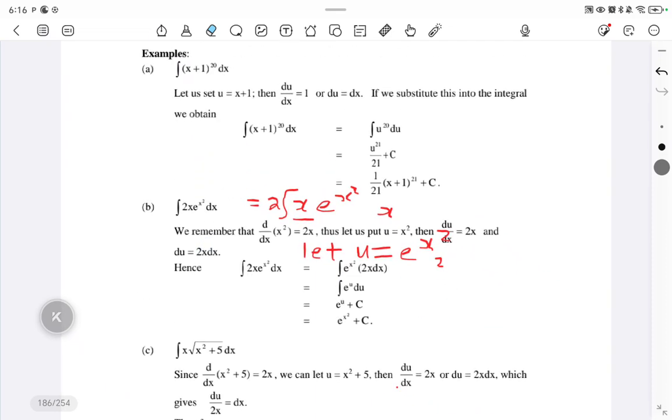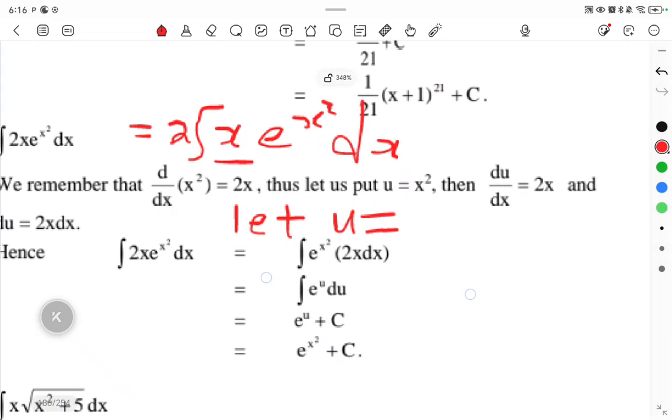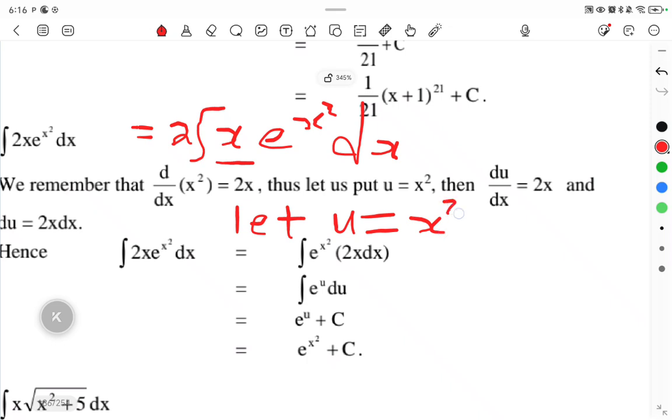You see here, I had x plus 1 to the 20. I didn't let this whole thing be u. If I did, I was going to have a problem. I only let the inside be u. You see, right? Then that's what's going to happen here. Instead of letting this whole thing be u, I'm going to let the exponent of the difficult one to derive be u. This is difficult to derive, so I let its exponent be u.